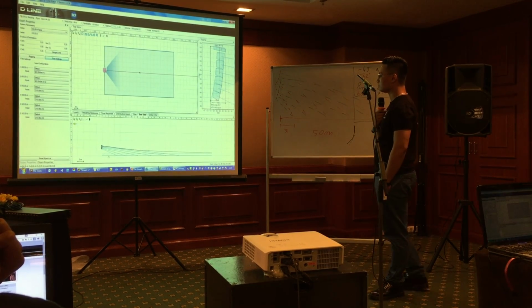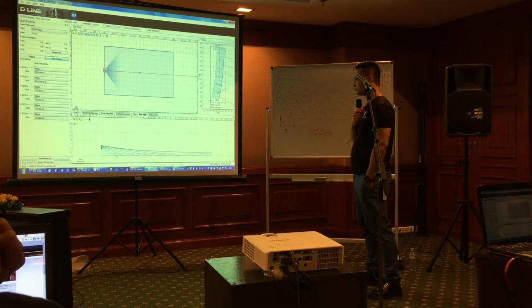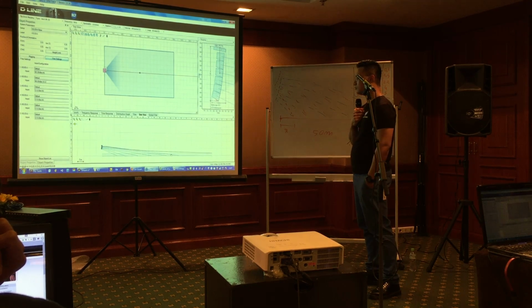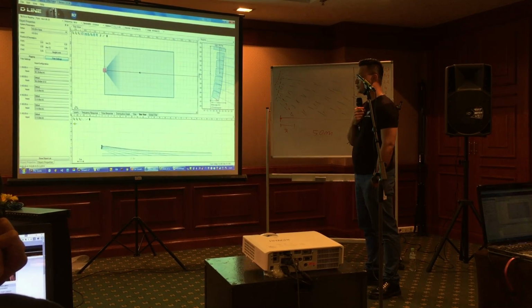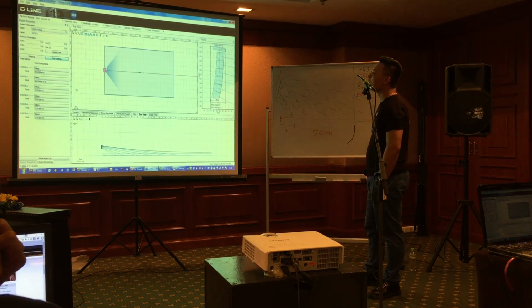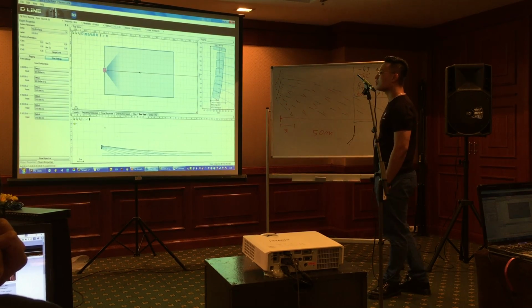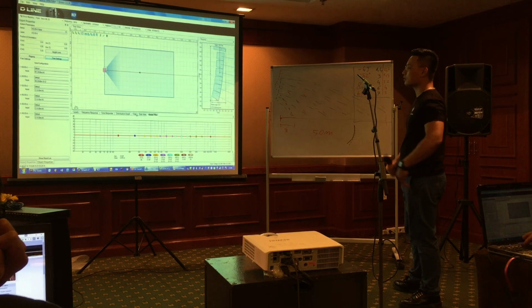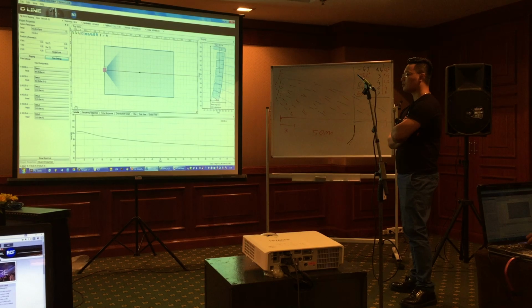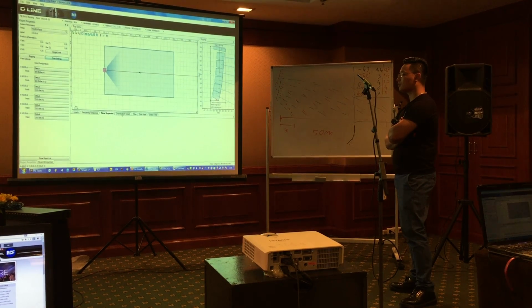So you can see where is the coverage box of each box. Okay? And this is a good design. And so let's keep the system like this and try to make a simulation.